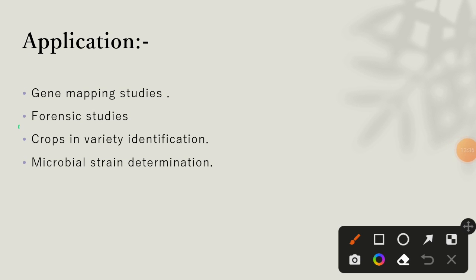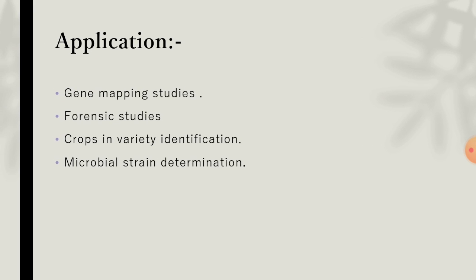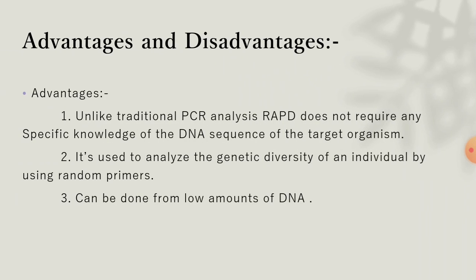So now applications. The forensic studies that we have just discussed, along with gene mapping studies, cross and variety identification, and microbial strain determination, we are doing with the help of this RAPD. Advantages: the most important advantage is that unlike PCR, we don't have to know any sequence information of our DNA, right? That we have to know when we are using PCR. Why? Because in PCR we are using specific primers, right?